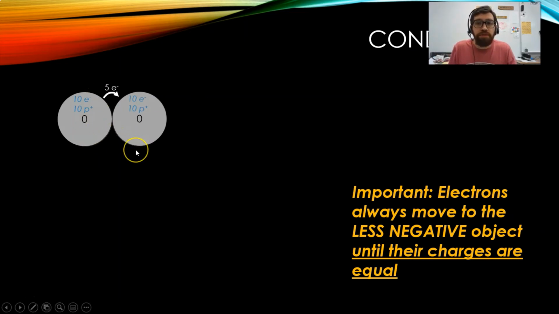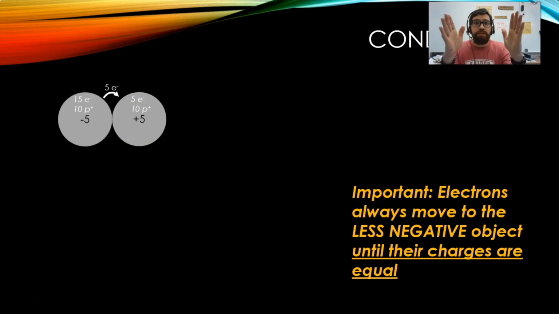Both end up neutral. So notice we started out at -5, +5, and we end up at a charge that's right in the middle of the two. Again, very similar to heat transfer and temperature. We end up at neutral here. Now, you don't always end up at neutral. They just happen to be in this case.